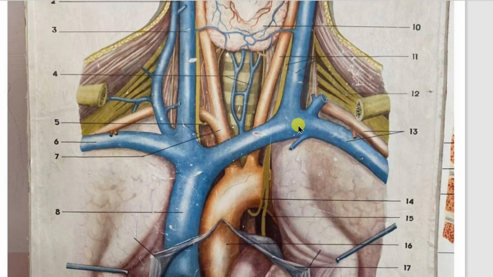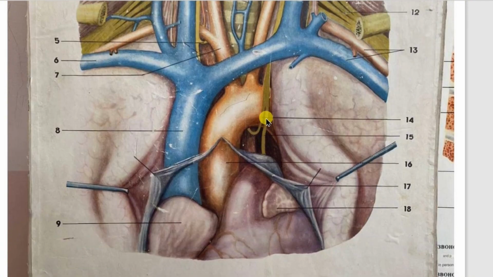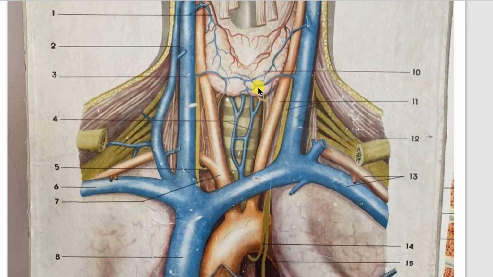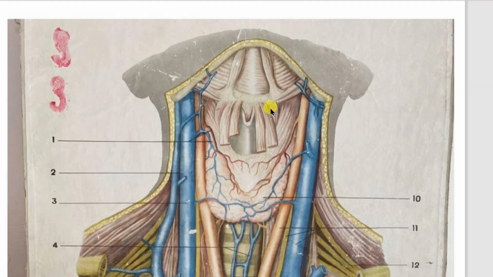This is the vagus nerve, and in the thoracic region, this one is the vagus nerve, and here it divides into the left recurrent nerve. This one is the left vagus nerve, and the left recurrent nerve again goes where? To the neck region to supply the larynx. So this is the vagus nerve.